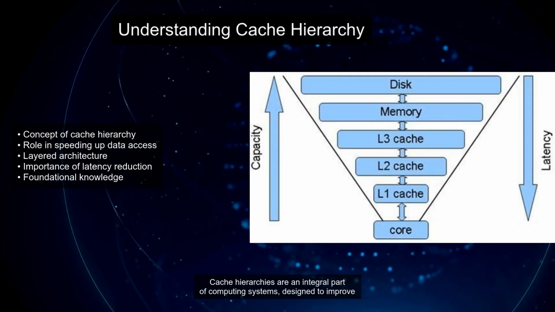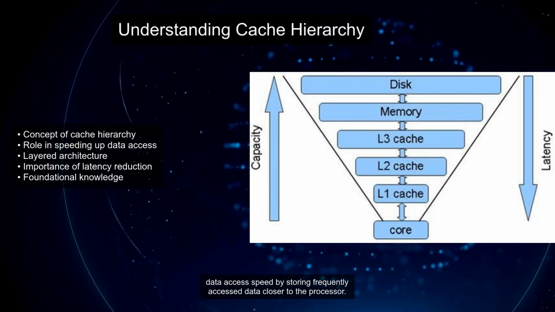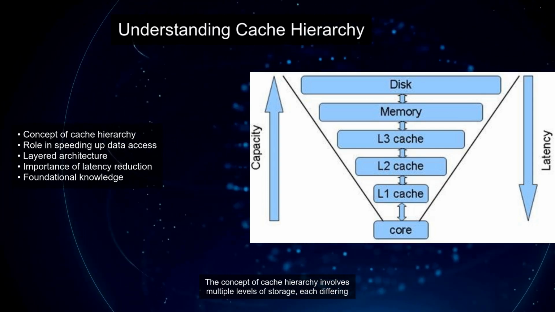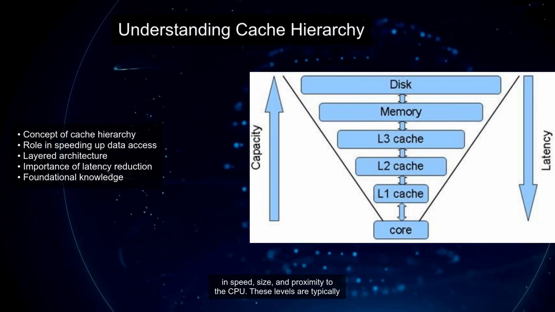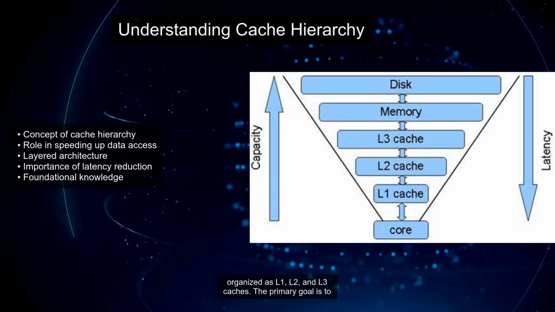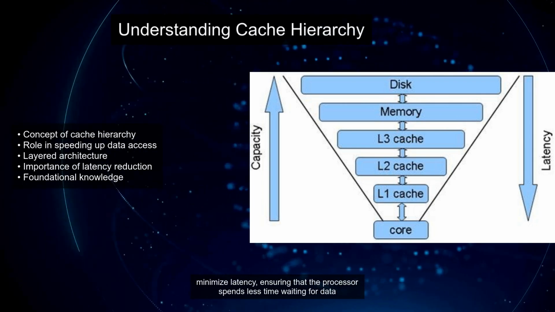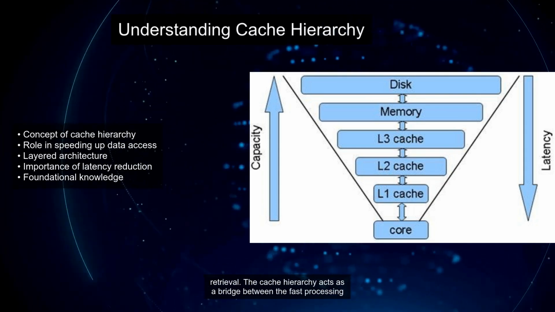Cache hierarchies are an integral part of computing systems, designed to improve data access speed by storing frequently accessed data closer to the processor. The concept of cache hierarchy involves multiple levels of storage, each differing in speed, size, and proximity to the CPU. These levels are typically organized as L1, L2, and L3 caches. The primary goal is to minimize latency, ensuring that the processor spends less time waiting for data retrieval.